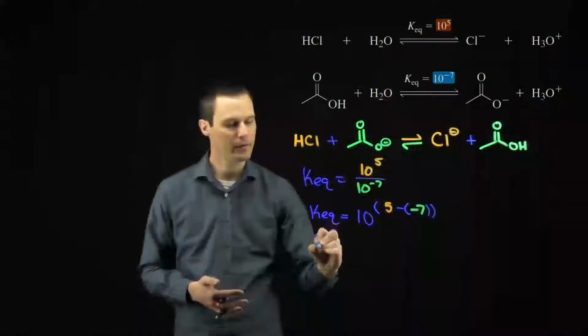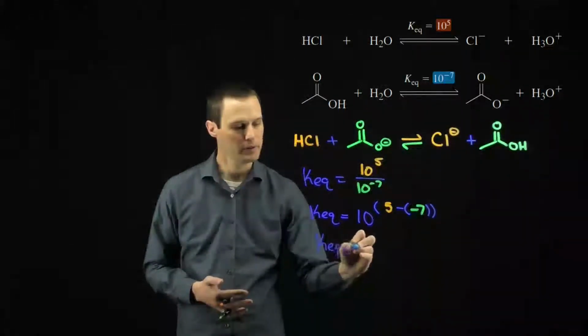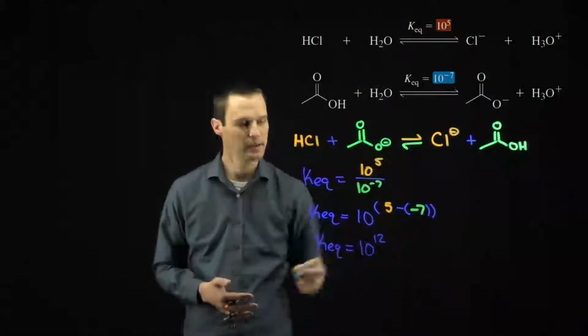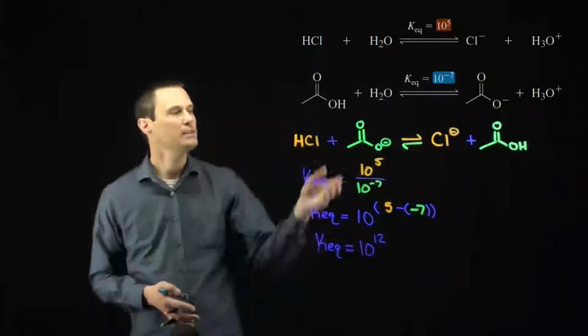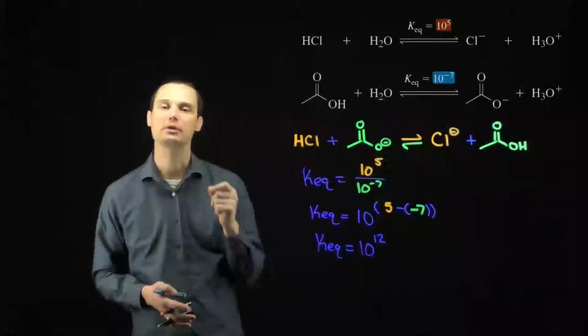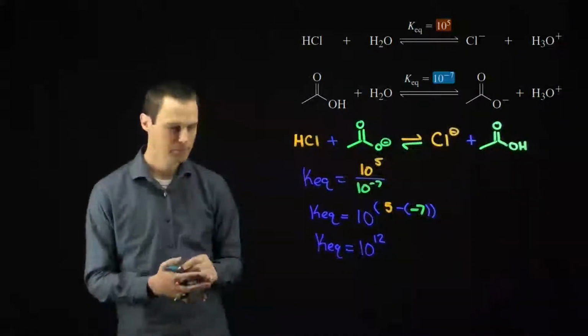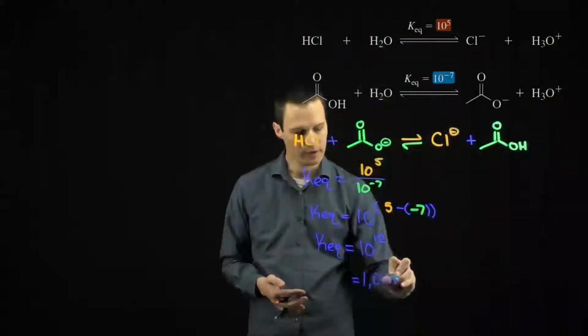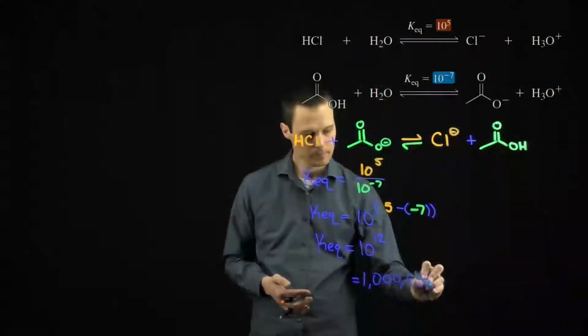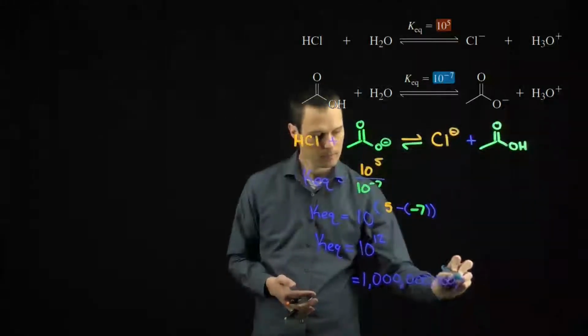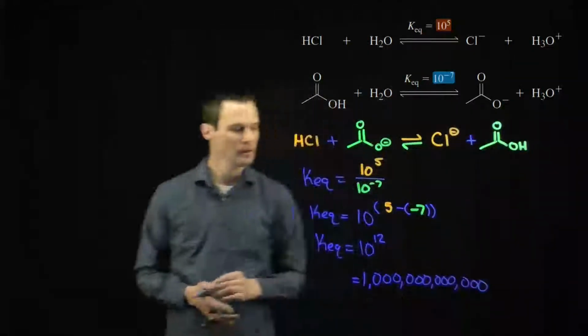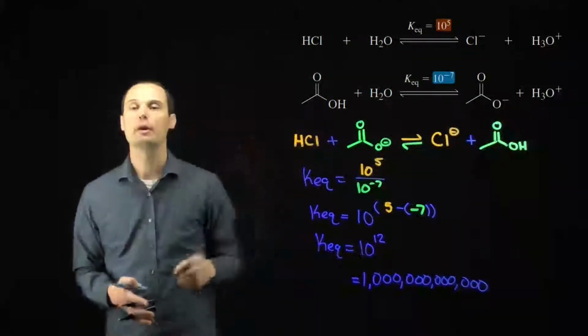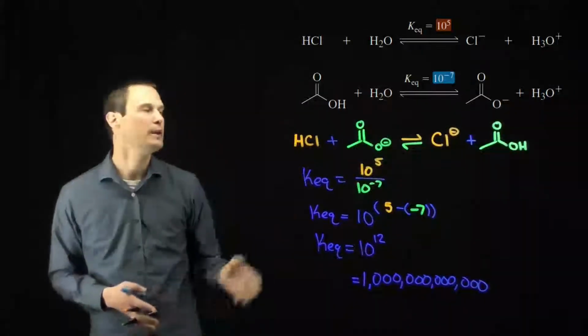Or when we work that out, the KEQ value for this comparison is 10 to the 12th. That means that acetate is 10 to the 12th times a stronger base than chloride. Writing that out a different way, that means that acetate is 1 trillion times stronger of a base than chloride.